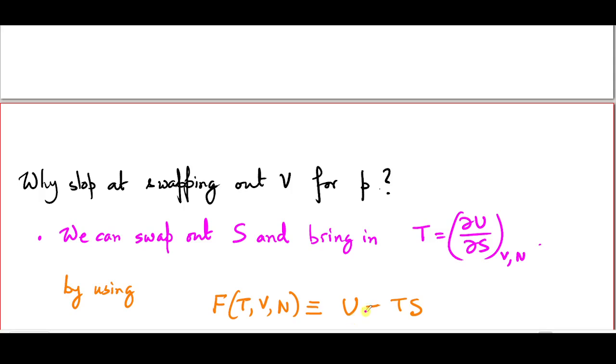This quantity U minus Ts happens to be a very important quantity in statistical mechanics and thermodynamics. It's called the Helmholtz free energy, F, and its natural arguments, or rather the arguments which help it retain complete information, are T, V and N.